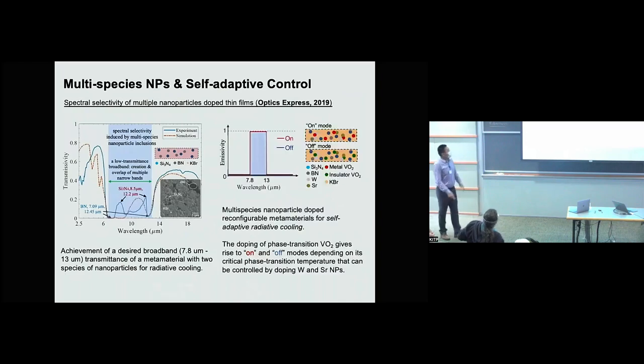And this is the project I just showed you. For the first time, we demonstrated that with multiple species of nanoparticles, we are able to create a narrow broadband thermal emission. I also showed this project before.